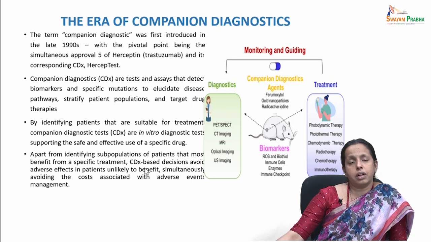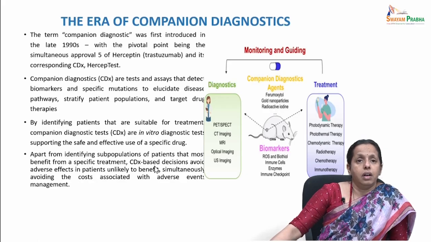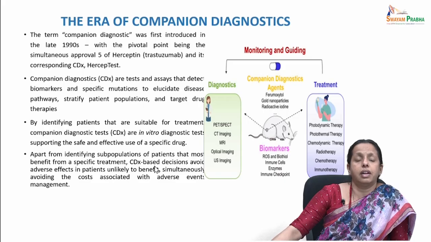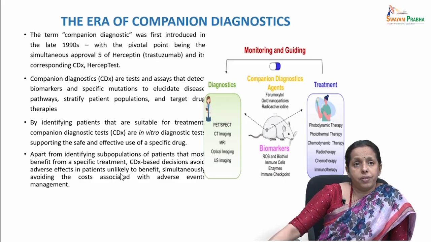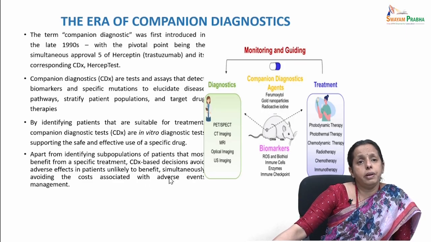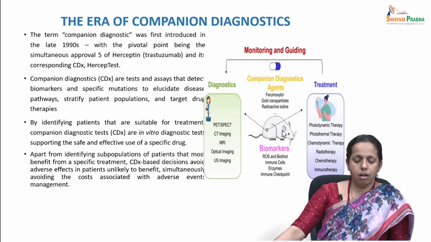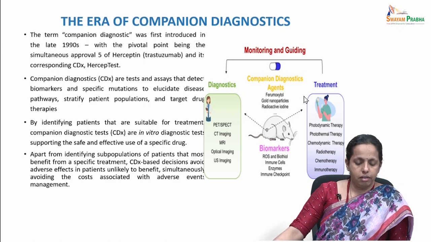Suppose this particular companion diagnostic, apart from identifying subpopulations of patients that can benefit from the treatment or not, also avoids adverse effects in patients who may not be able to benefit, and thereby you can even reduce the cost. This is a typical monitoring and guiding diagram, where companion diagnostic agents can be used for diagnostics and treatment.